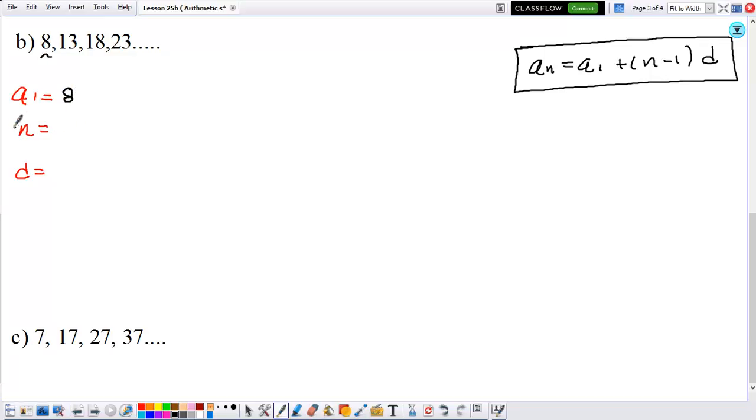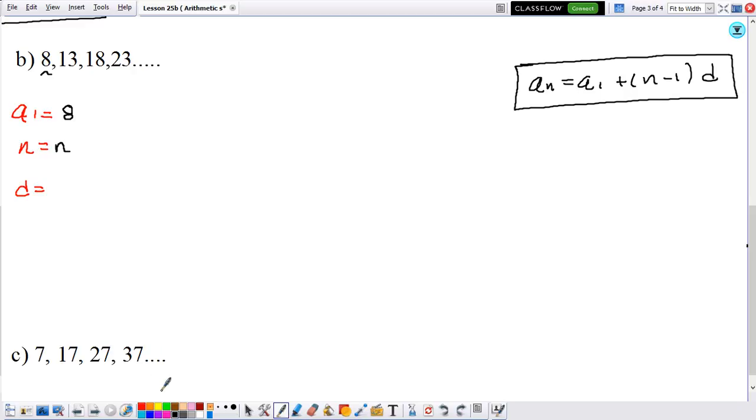N, right now we're just looking for the formula, so we're going to leave it as n. And d is the common difference, or what is it that we're either adding or subtracting by? Let's pay attention to our sequence here. From 8, it seems like you need to add 5 to get to 13. Are you always adding 5? It seems like it. Plus 5, 18 plus 5 gives you 23. It seems like you're always adding 5. So the common difference is nothing more than 5.